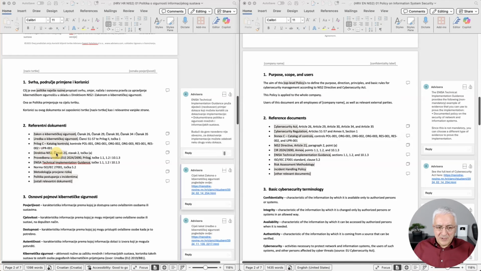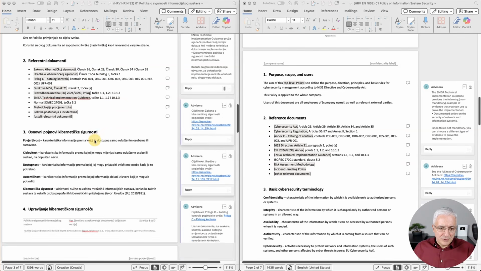Then there is this European NIS2 directive. Then there is this CIR 2690. Also this ENISA technical implementation guidance. I didn't mention this before, but basically this is a guidance that is published by the European Cybersecurity Agency, and this is really about the implementation of this CIR 2690. There is the cybersecurity standard ISO 27001, and you will also see references to particular articles and controls within these documents. Now I'll explain why all of these documents are important in a minute, but let me just scroll down to show you one detail here.